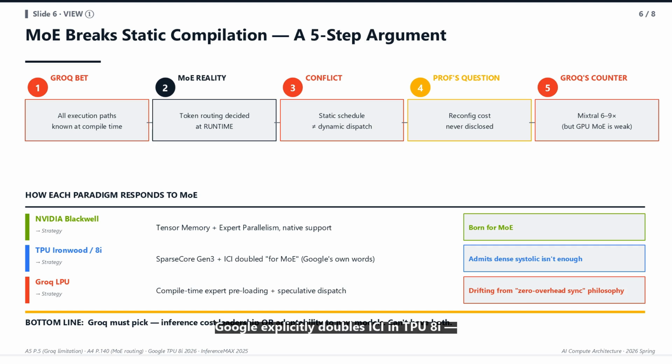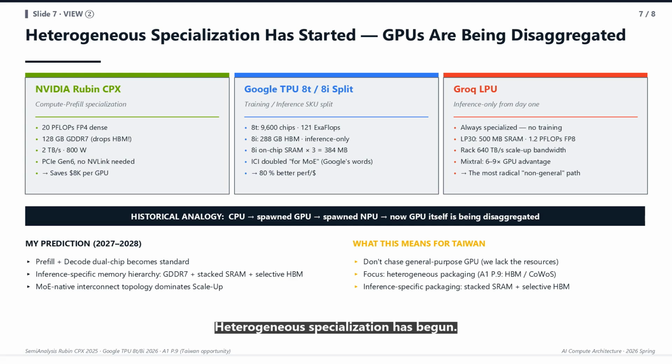Google explicitly doubles ICI in TPU-8i, admitting that dense systolic isn't enough. Groq relies on compile-time expert preloading, but this already deviates from their zero overhead synchronization philosophy. The conclusion: Groq must choose between inference cost leadership or adaptability to new models. They can't have both. My second view: heterogeneous specialization has begun.